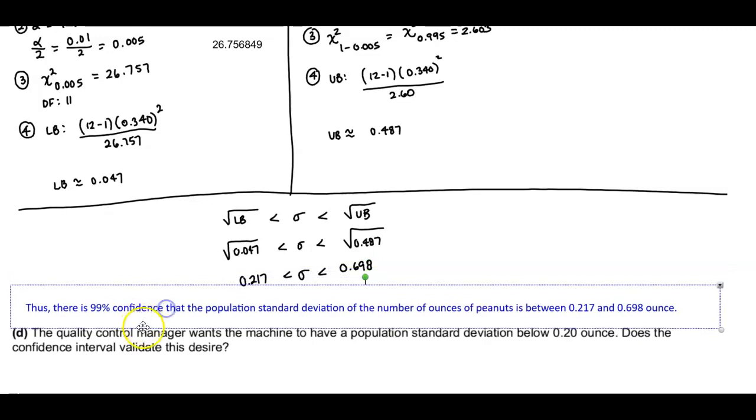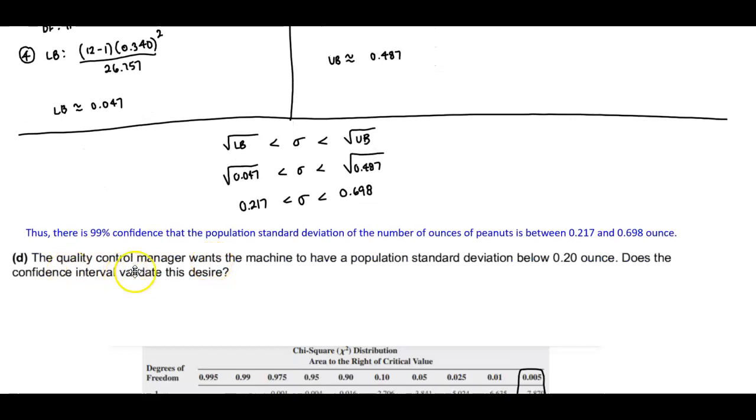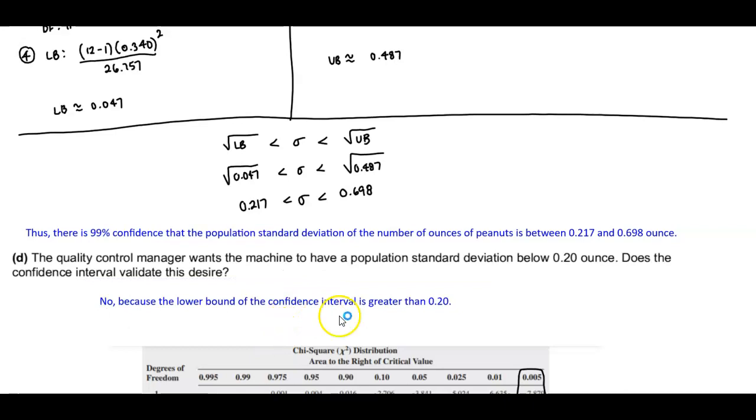From here we can say that there is 99% confidence that the population standard deviation of the number of ounces of peanuts is between 0.217 and 0.698 ounce. The last question says the quality control manager wants the machine to have a population standard deviation below 0.20 ounce. Does the confidence interval validate this desire? What that means is, is 0.20 in between these two numbers? The answer is no, because 0.217 is higher than 0.20. So we say no, because the lower bound of the confidence interval is greater than 0.20.